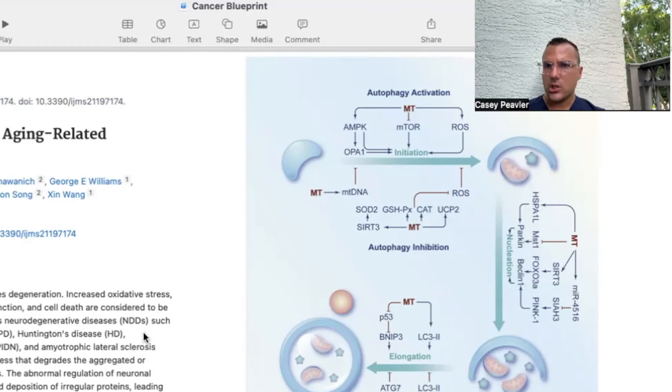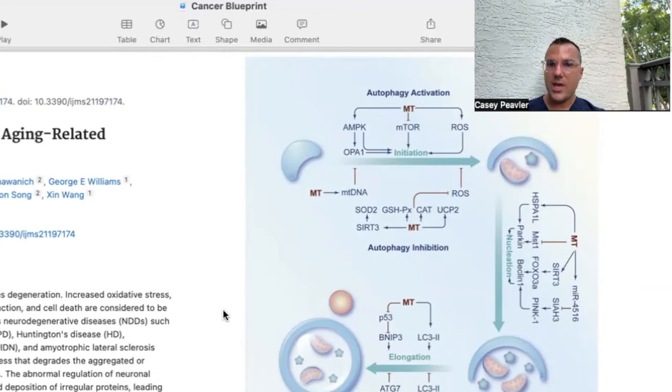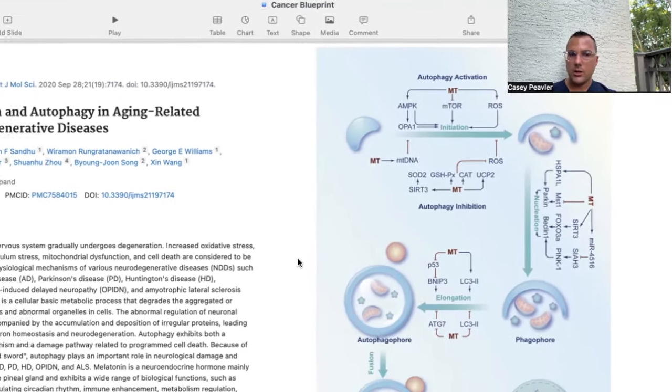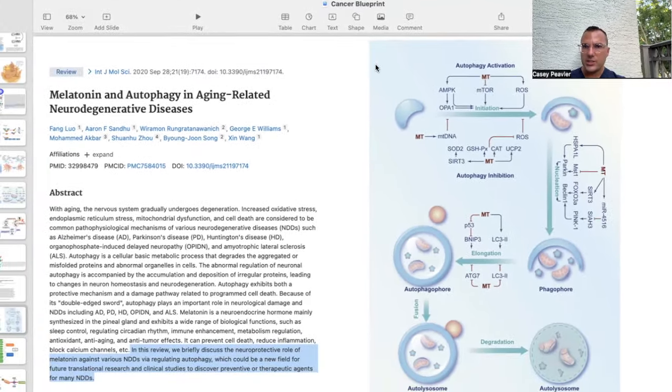And just to be clear about what we're talking about with neurodegeneration, this paper is talking about Alzheimer's disease, Parkinson's disease, Huntington's disease, and organophosphate-related neuropathy, as well as ALS, or amyotrophic lateral sclerosis, a lot of heavy-hitting diseases that were all affected by melatonin. And as we can see here, melatonin, MT, is having a positive effect on AMP kinase, is inhibiting mTOR, and is having an effect on ROS, which is going to initiate the autophagy process.